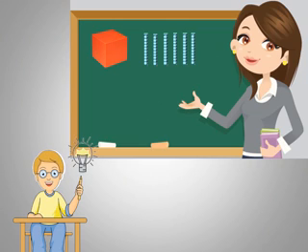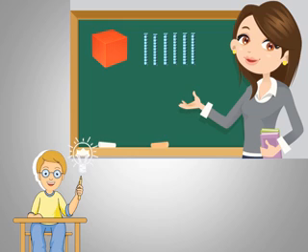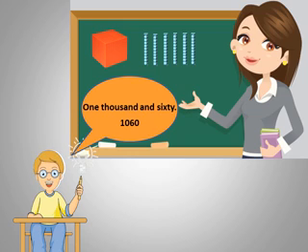Let's see if you can get this number right. Check it out. Absolutely correct. It's 1060. 1 in the thousands place and 6 rods in the tens place. So we get 1060. Great, children.